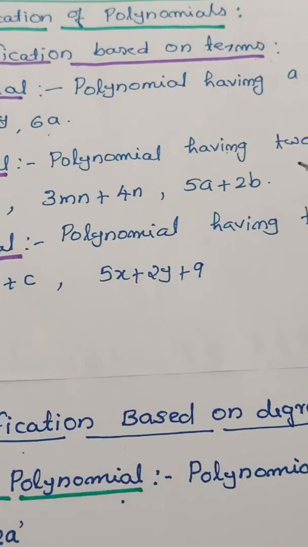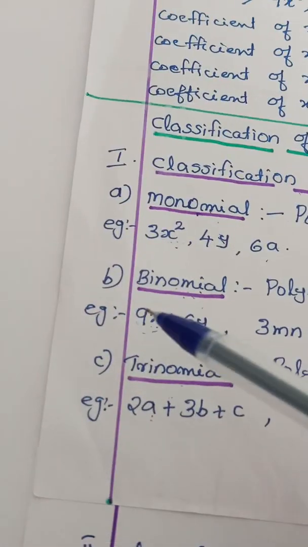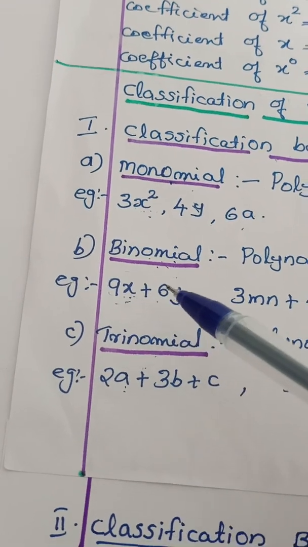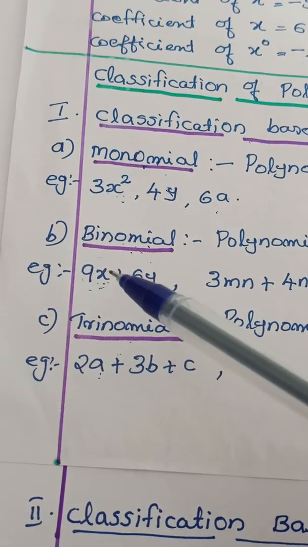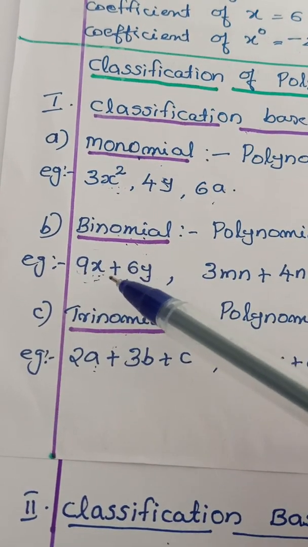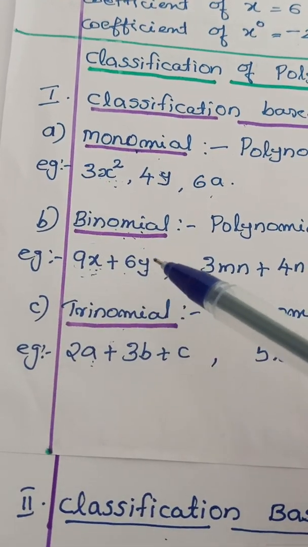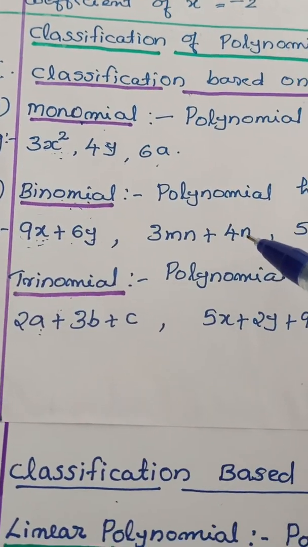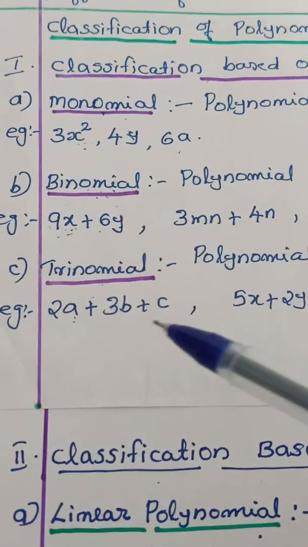Binomial, polynomial having two terms is called a binomial. For example, 9x plus 6y. In this example, 9x and 6y are the two terms. Then 9x plus 6y is called binomial. 3mn plus 4n. Next, 5a plus 2b.